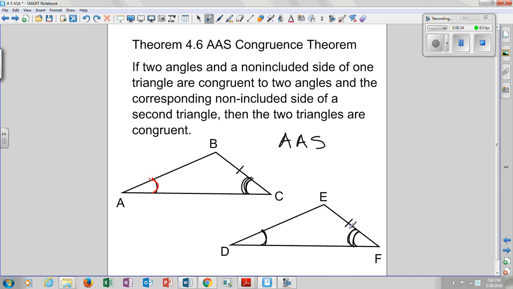So far we have side-side-side, side-angle-side, I'm going to write it up top here. Side-side-side, side-angle-side, angle-side-angle, angle-angle-side, and HL. Remember, you can only use HL with right triangles. The rest of them can be used with everything else, or any type of triangle.